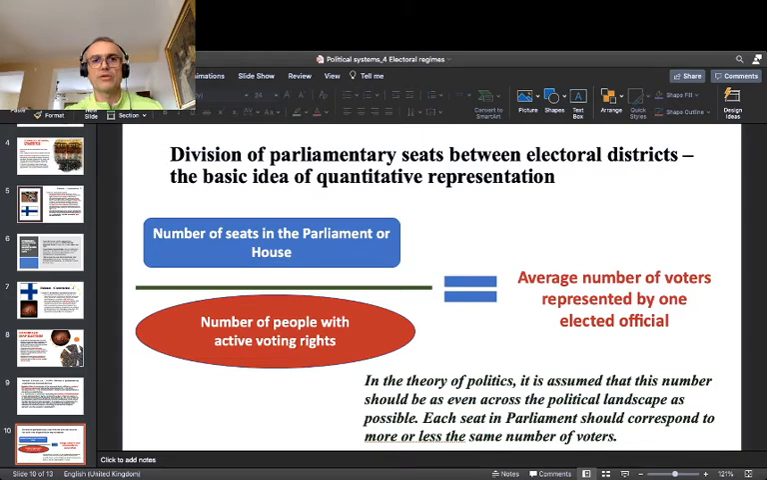So, we have a number of seats in the parliament or house divided by the number of people in the country who have active voting rights, so who can vote. And that division gives us the arithmetical average number of voters represented by one elected official.